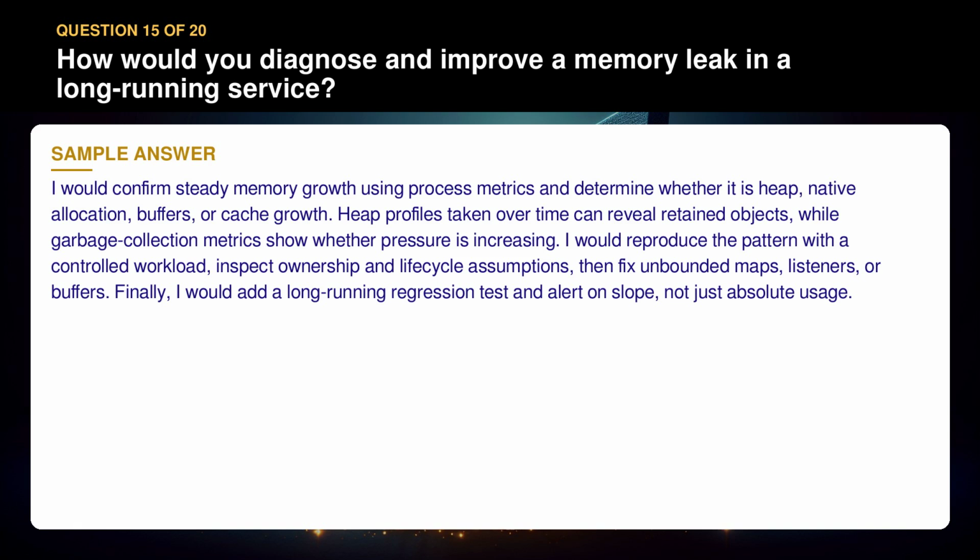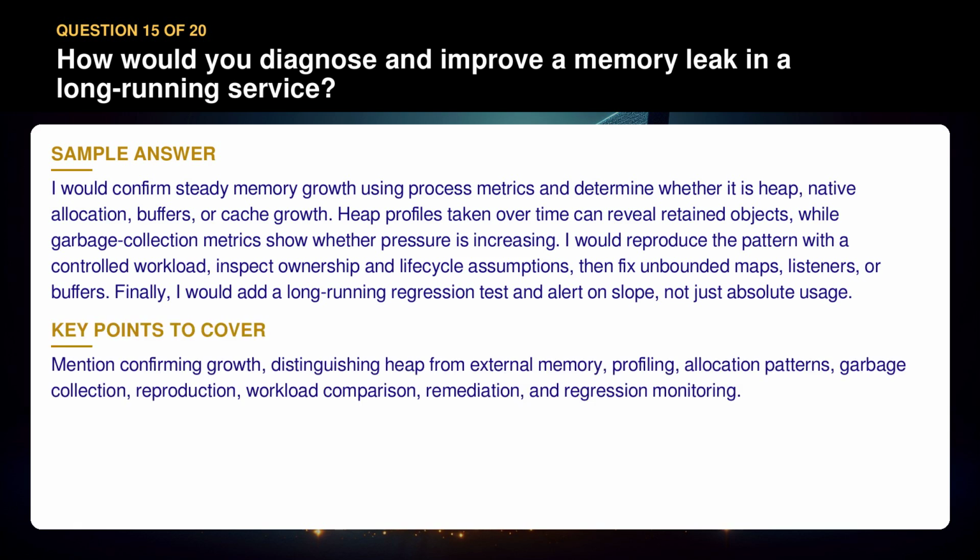I would reproduce the pattern with a controlled workload, inspect ownership and lifecycle assumptions, then fix unbounded maps, listeners, or buffers. Finally, I would add a long-running regression test and alert on slope, not just absolute usage. Mention confirming growth, distinguishing heap from external memory, profiling, allocation patterns, garbage collection, reproduction, workload comparison, remediation, and regression monitoring.